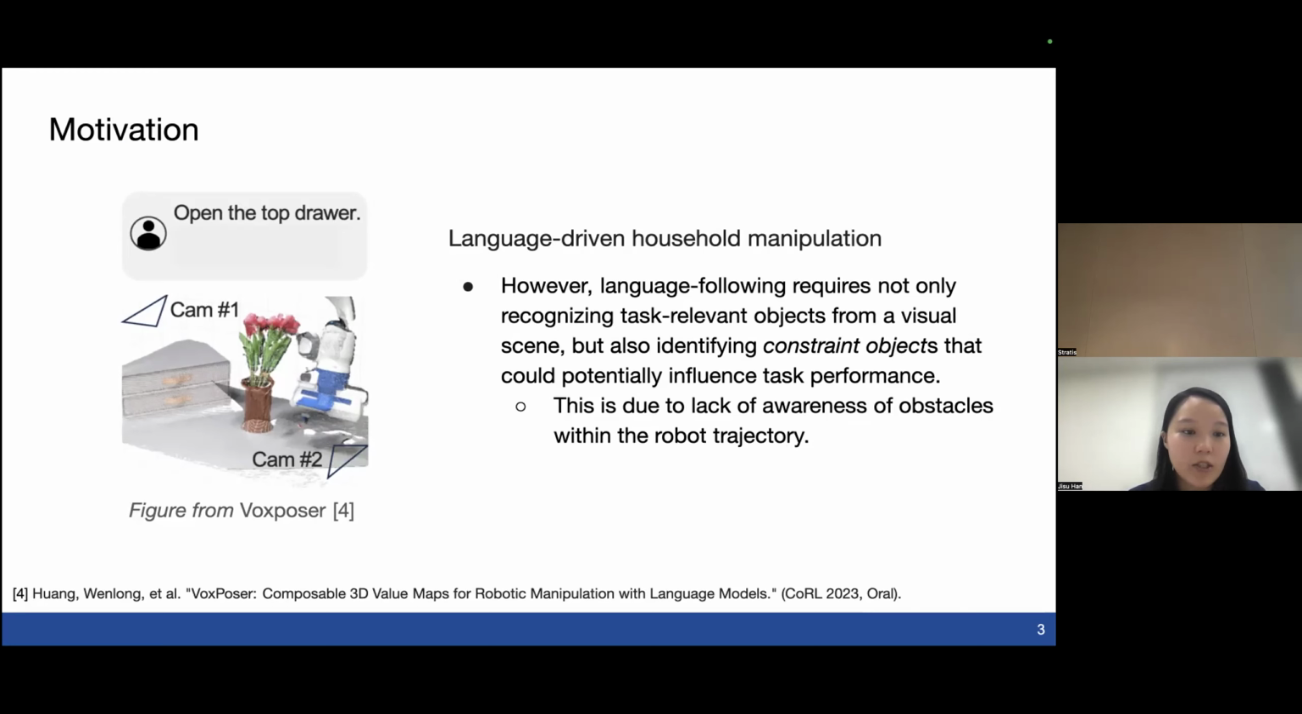On the left side, you can see the user prompt, which is to open the top drawer. In the scene, there is a Franka Panda robot trying to reach the drawer and execute the task. But if it does not recognize the constraint object, which is the vase, it will ultimately result in task failure. These kinds of failures are due to the lack of awareness of obstacles within the robot trajectory.